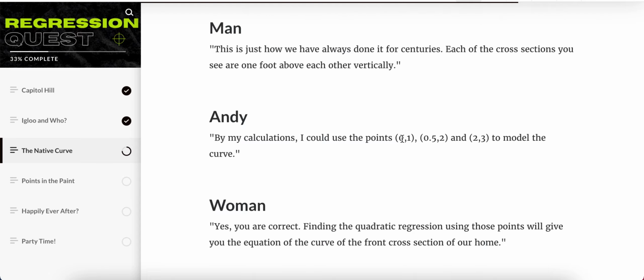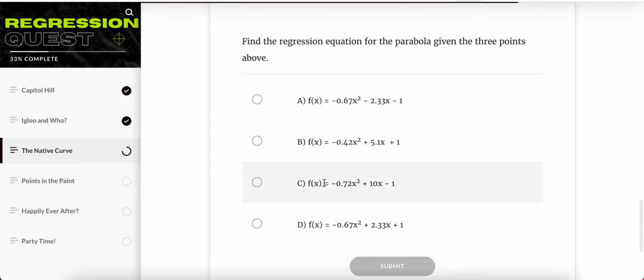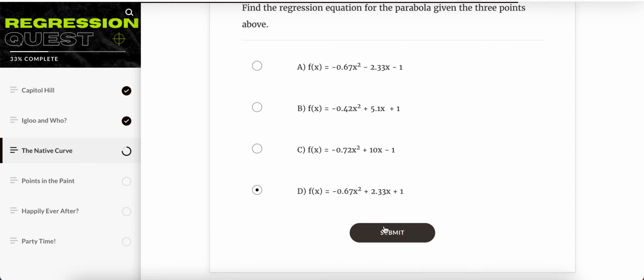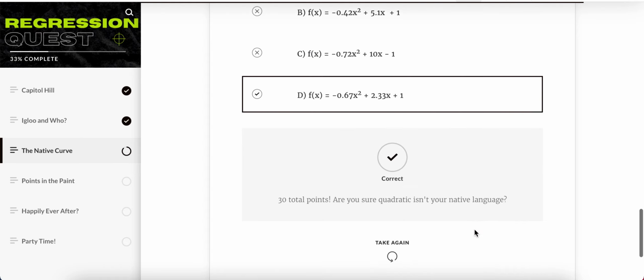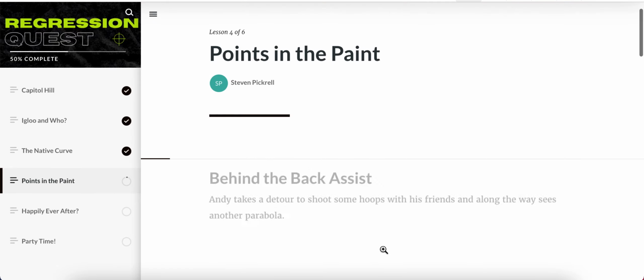Andy looks at it and finds 3 points here. And of course, the same thing is going on. He's doing the same exact math. This time, he would select letter D as your correct answer. D gives him 30 total points. And just again, kind of a joke compared to they were visiting Native Americans. Are you sure quadratic isn't your native language?